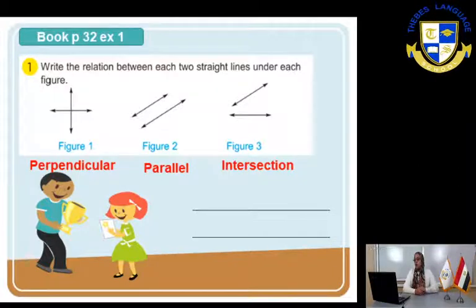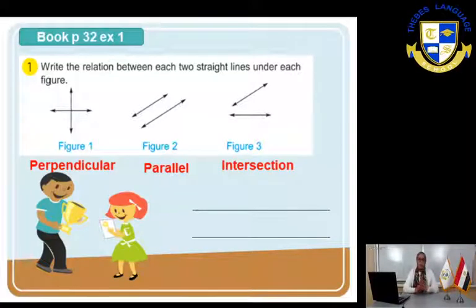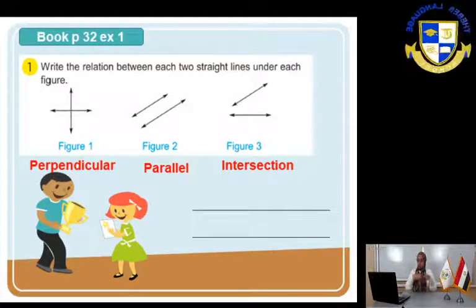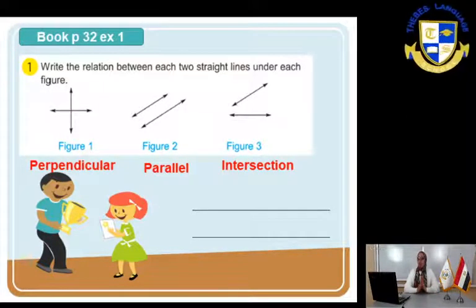Next, figure 2. The two straight lines here never intersect. Even if we extend them, they never intersect. So it will be parallel straight lines.